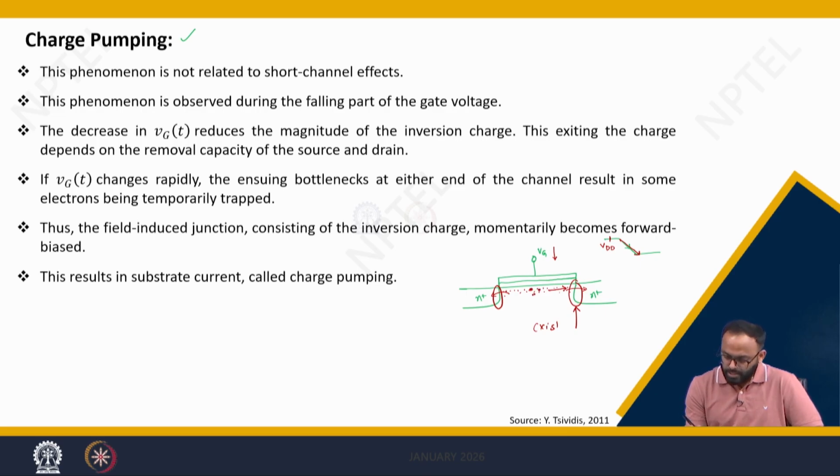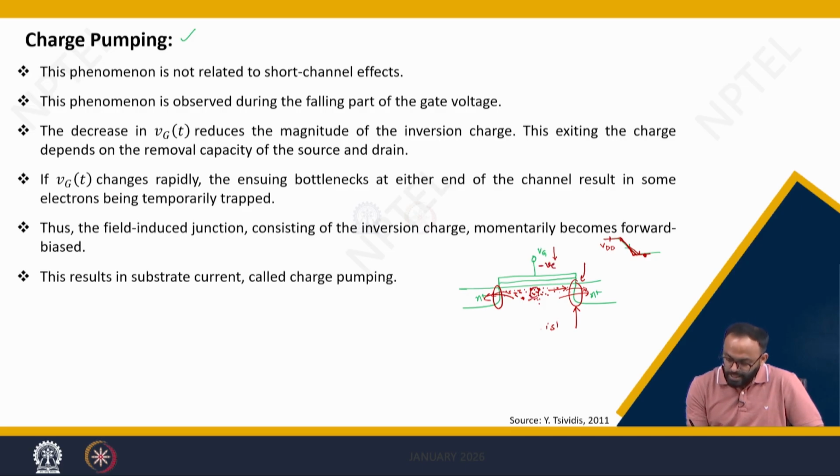Again, in layman's words, suppose you have 2000 inversion charges present. Now, suddenly if you change the gate voltage like this, you are expecting that the 2000 inversion charges will disappear. So these charges will go out either from the drain or from the source. But if the removing capacity of the source and drain is limited, let's say during that period 10 or 100 carriers are left. So at this stage the voltage reaches its negative value, so this becomes negative.